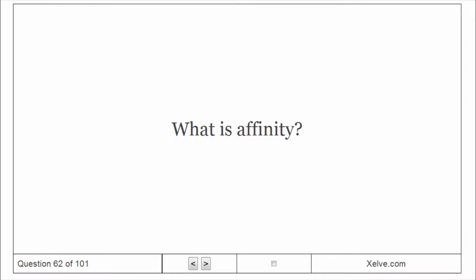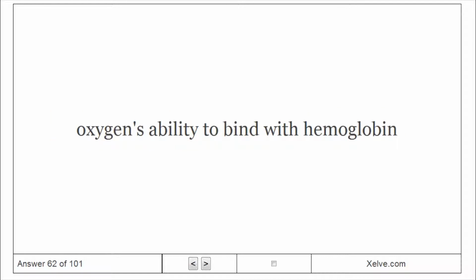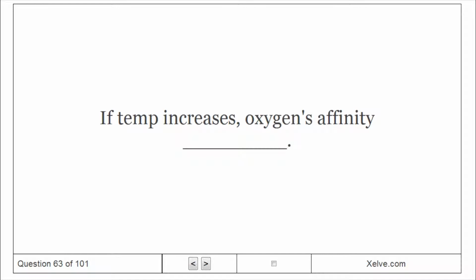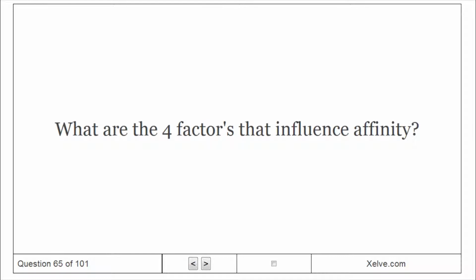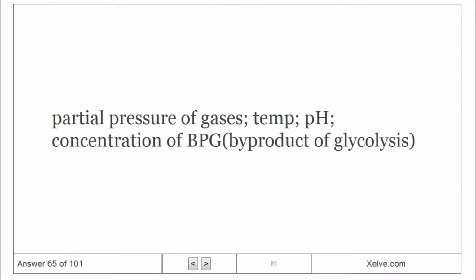What is affinity? Oxygen's ability to bind with hemoglobin. If temp increases, oxygen's affinity blank. Decreases. If pH decreases, oxygen's affinity blank. Decreases. What are the four factors that influence affinity? Partial pressure of gases, temp, pH, concentration of BPG.